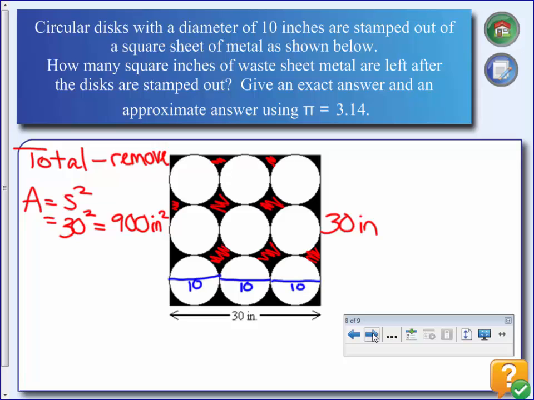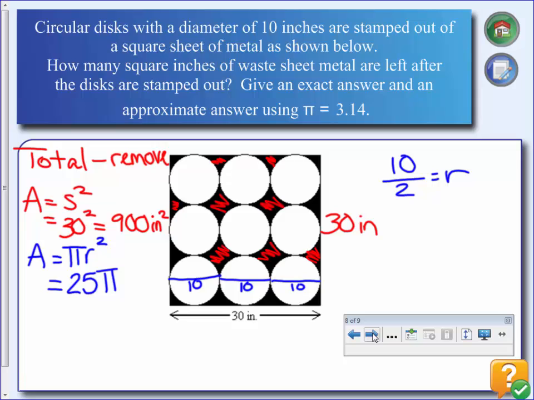Well, we're going to be removing those circles. So what we have to look at now is the area of each one of those circles. So for a circle, the area formula is pi r squared. Well, they gave us the diameter. So remember, we're going to have to cut 10 in half to give us our radius, which is 5. So our area is 5 squared, which is 25 pi.